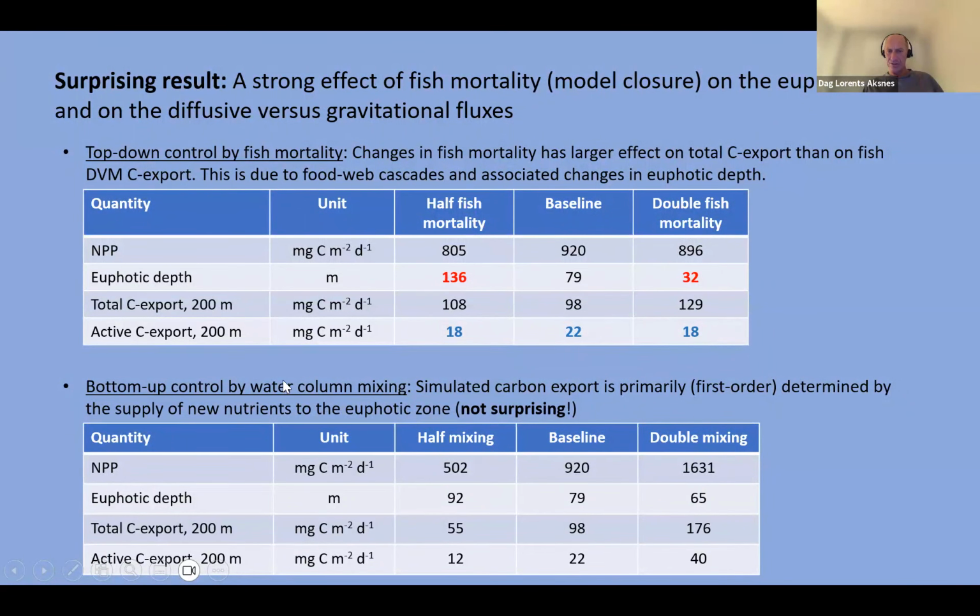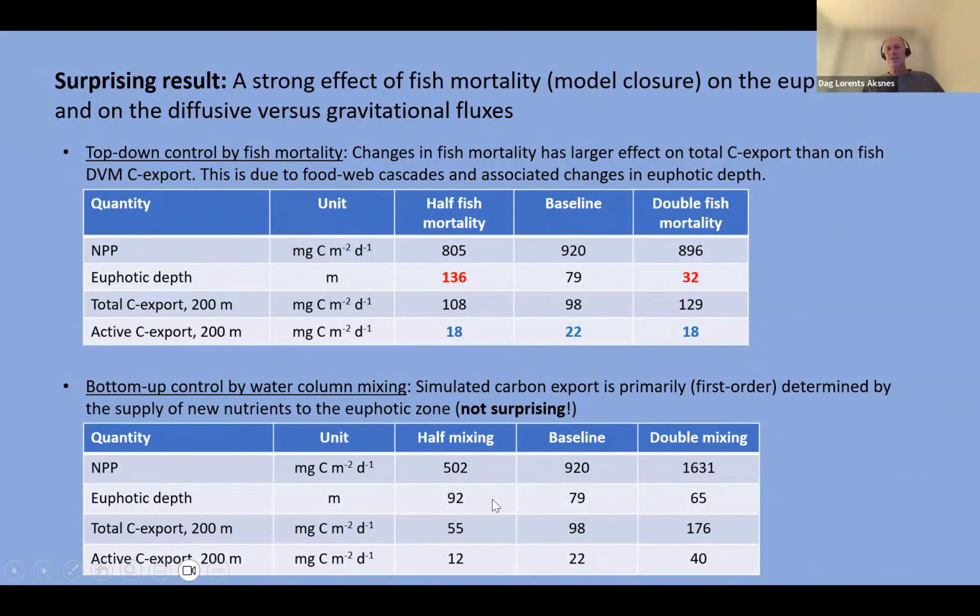Just to say something about the turbulent diffusivity, or the mixing, because the mixing of the water column is what brings new nutrients into the euphotic zone. And that's the first order process to determine the NPP. If you double the mixing, you more or less double the NPP.